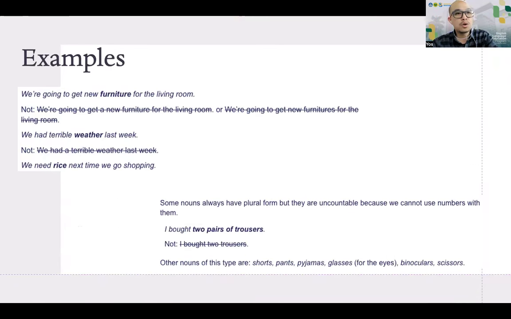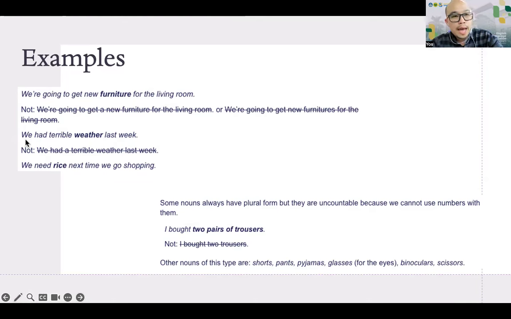Examples. We are going to get new furniture for the living room. We cannot say, we are going to get a new furniture for the living room. Or we cannot say we are going to get new furnitures for the living room. We cannot say that. We can only say we are going to get new furniture for the living room.